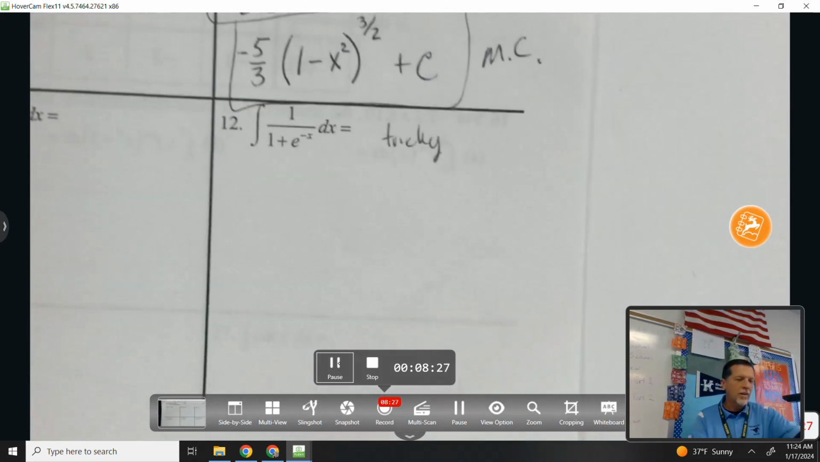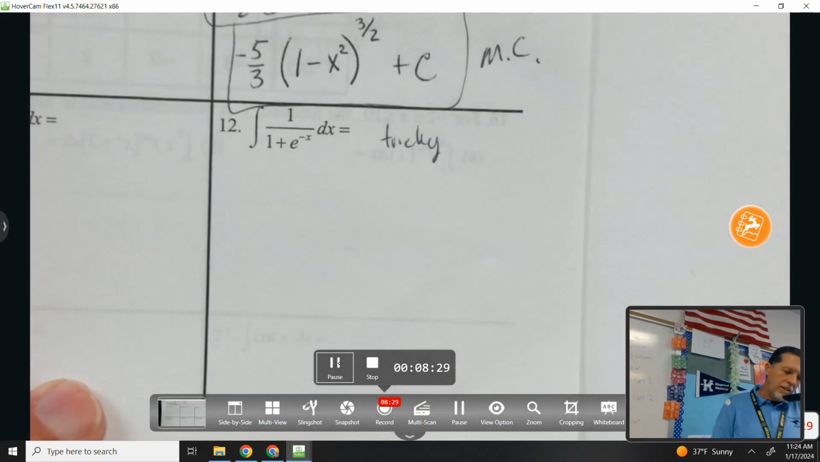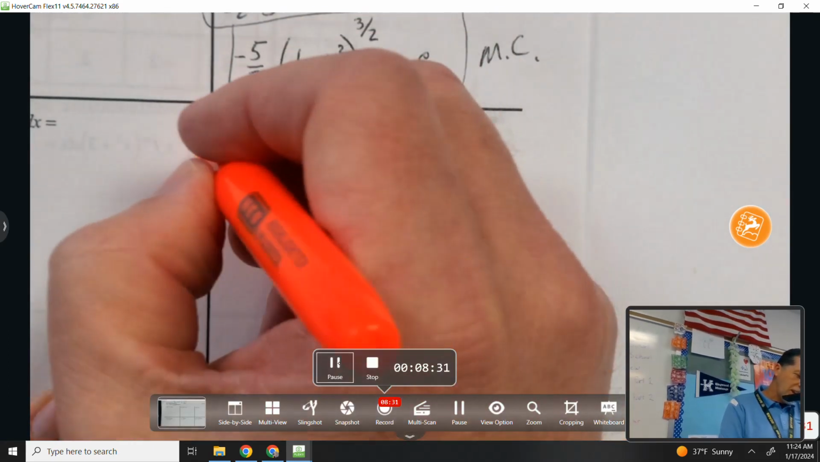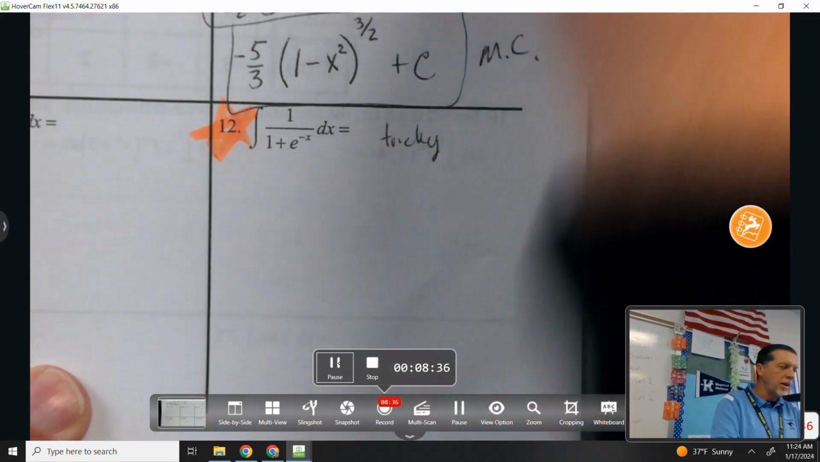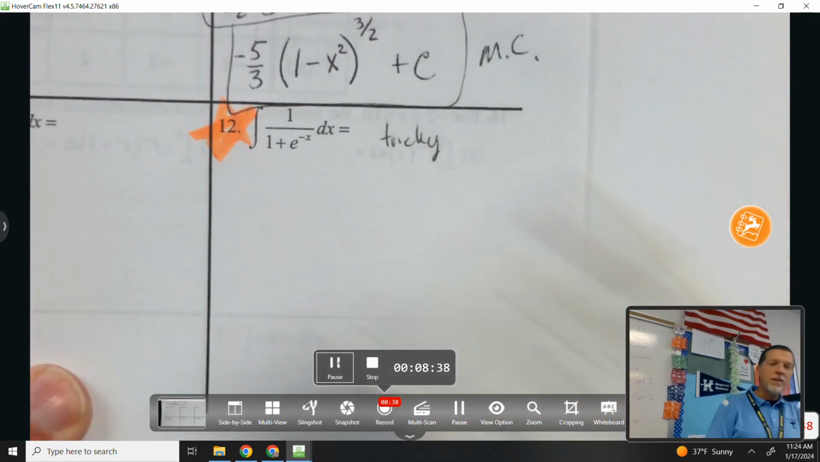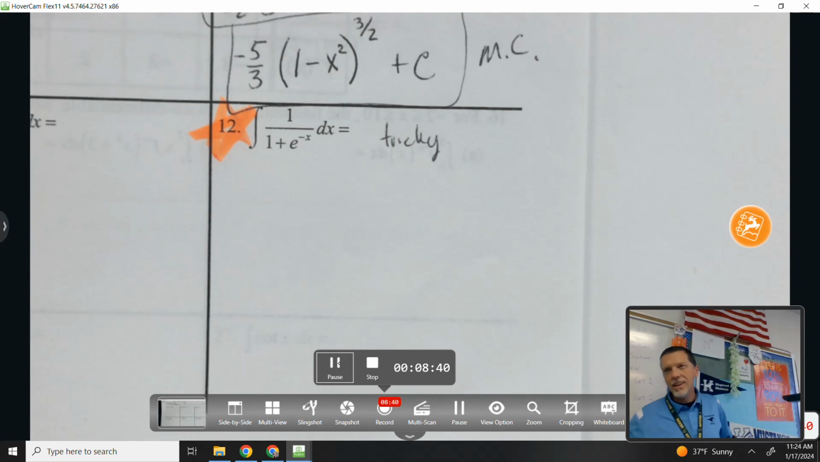All right, number 12. Already noted that it was tricky. And it's not like, oh, that's so tricky, don't have to worry about it. It's more like, hey, tricky, make sure you know it because you're going to see it again. I don't remember which part it's on, if it's on the Thursday or the Friday part. Any idea what to do?